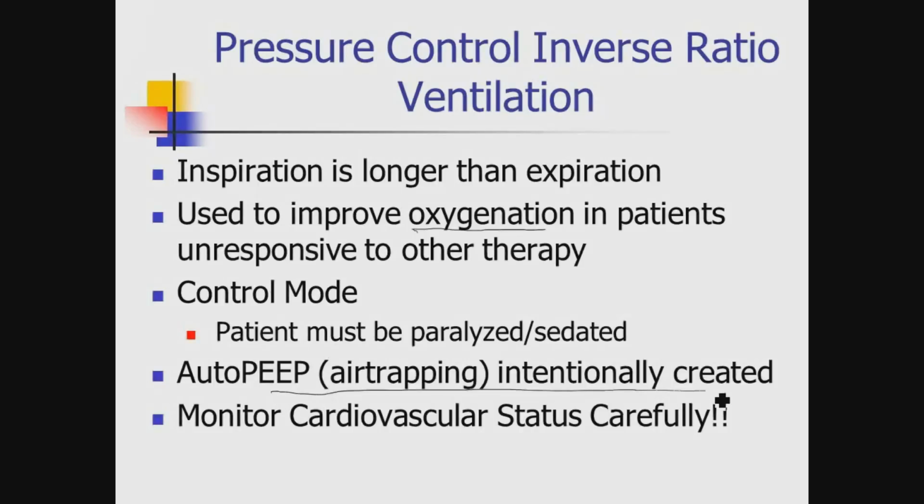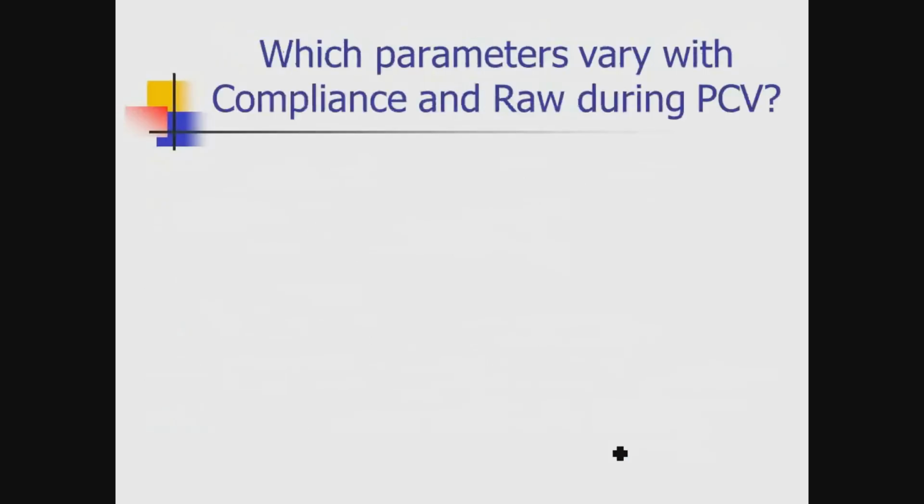We actually create air trapping. I mean, we'll learn that air trapping is bad, auto-PEEP is bad. Well, not in these patients. And the biggest problem is that the long inspiratory phase prevents blood from returning to the heart, and you can end up having some pretty nasty cardiovascular problems.